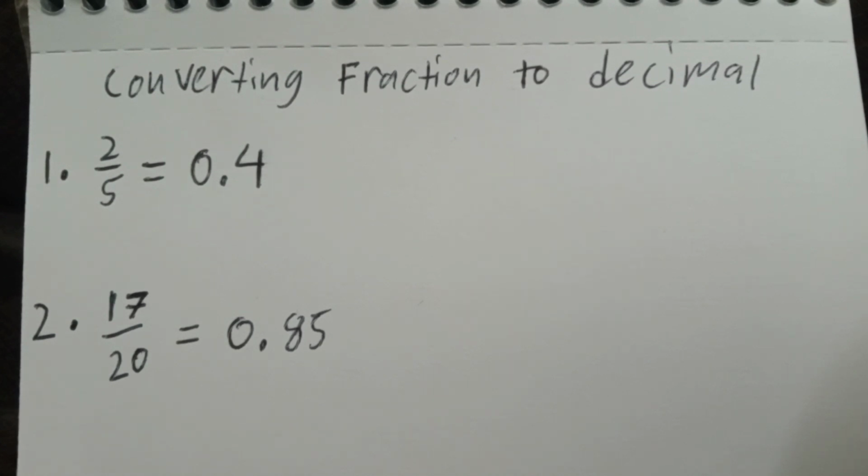And for number 2, I want you to grab your calculator again and input 17 over 20, press the equal sign, and then press this sign again, and then 0.85 will appear.